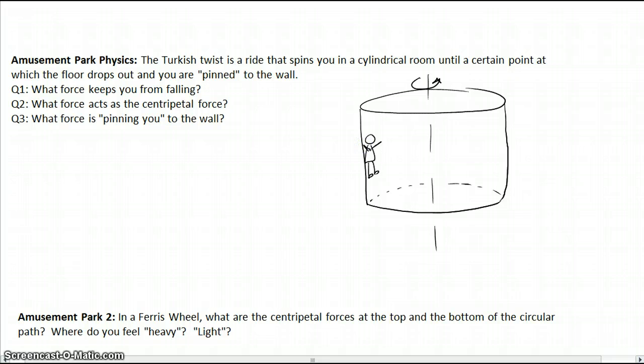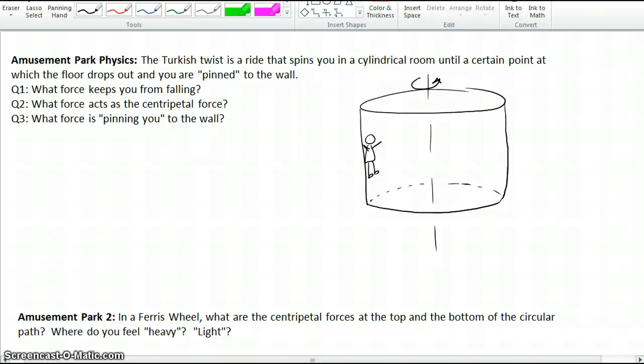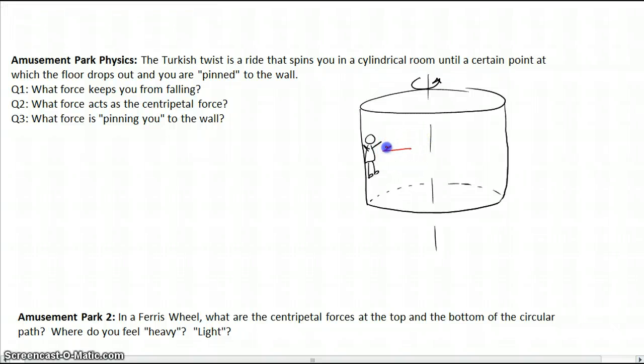You're stuck against the wall because this thing is spinning so fast. And now we might make the erroneous connection that there must be some force pushing against me to keep me stuck against the wall. We'll call that the centrifugal force. Wait a minute, nope, we learned that doesn't exist. That's not what's going on.